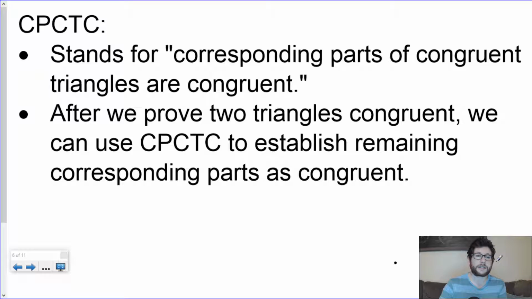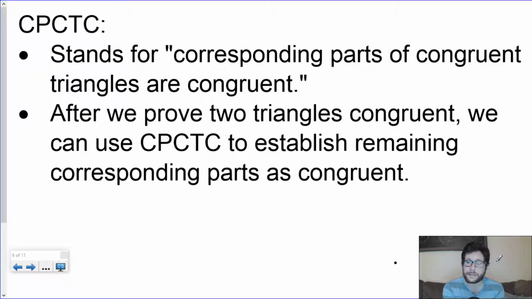So CPCTC stands for corresponding parts of congruent triangles are congruent. Remember that word corresponding is like matching, right? The matching parts of 2 triangles that are the same shape are going to be the same. That's all it's saying, okay?